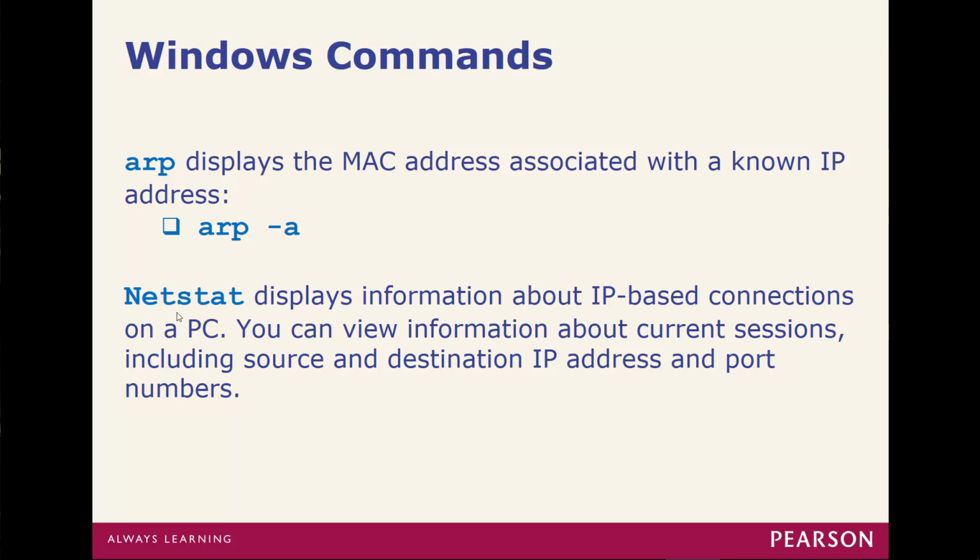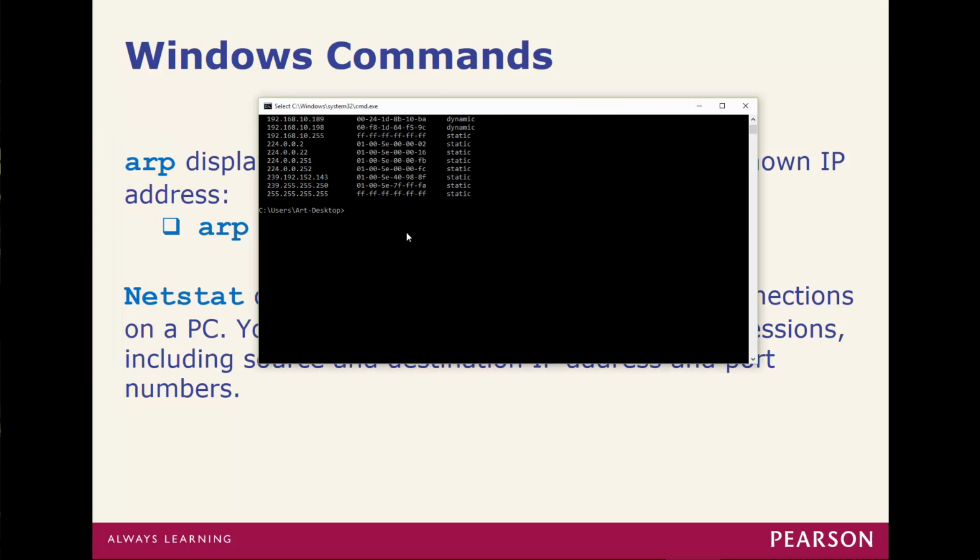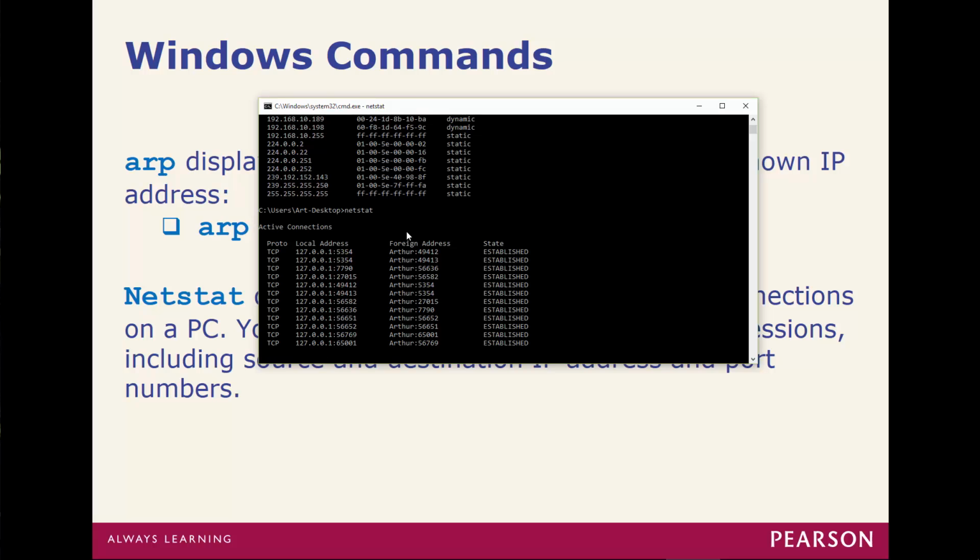Next, we're going to look at netstat. Netstat will display information about IP-based connections. Netstat's really good because there are a lot of different netstat commands. So netstat, very beginning, it will show you the local address, the foreign address, and their ports, and what the states are in.